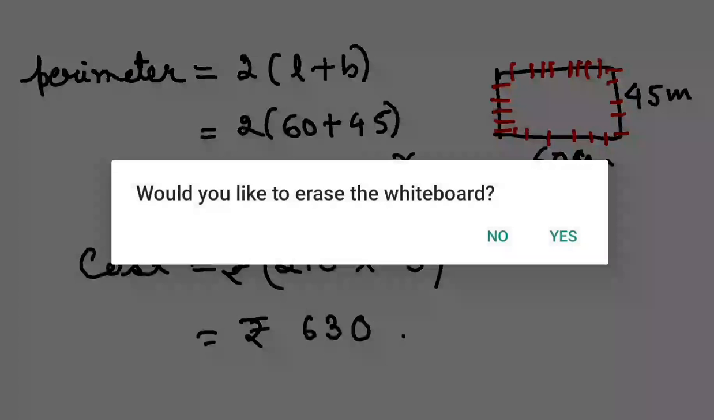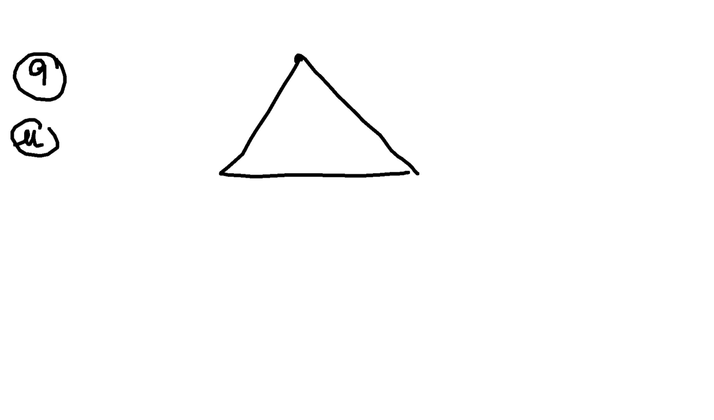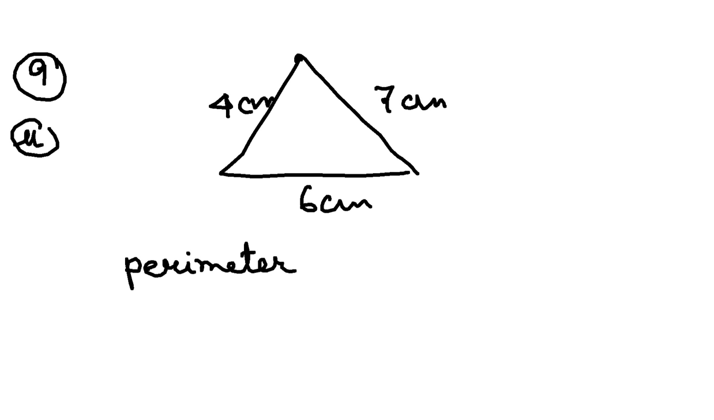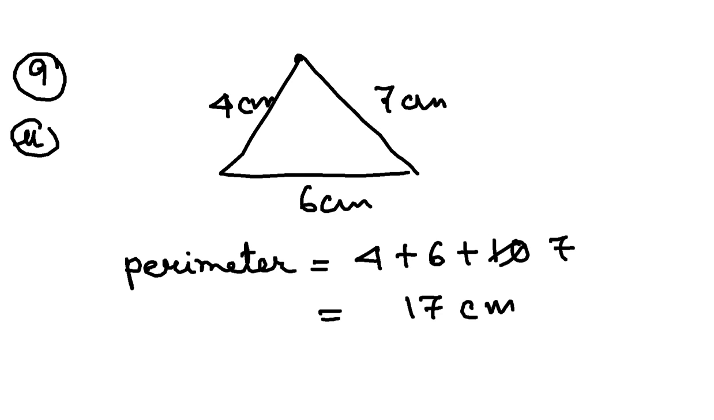Now let's go to question number 9. Find the perimeters of the following triangle. This is very simple. I'm going to explain. Suppose question number 2. Let's take the triangle here. This side is 4 centimeter, this side is 6 centimeter, and this side is 7 centimeter. So perimeter of a triangle means what? Sum of all the sides. So 4, 6 and 7. 4 plus 6 is 10, 10 plus 7 is 17 centimeter. Very easy. Sum of all the 3 sides. This is how you are going to solve question number 9. Rest you can try on your own.